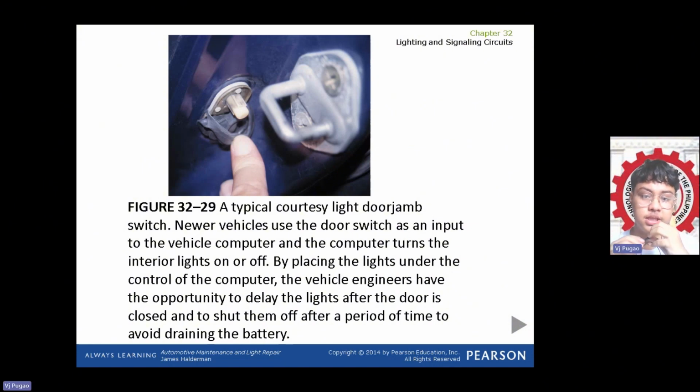A typical courtesy light door jamb switch. Newer vehicles use the switch as an input to the vehicle computer, and the computer turns the interior lights on or off. By placing the lights under the control of the computer, the vehicle engineers have the opportunity to delay the lights after the door is closed and to shut them off after a period of time to avoid draining the battery.